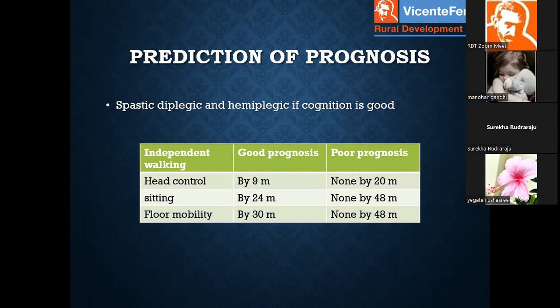But if the child didn't achieve sitting on his own by 2 years, and was having cerebral vision impairment, and also has epilepsy, then it is a poor prognosis for the child to have independent ambulation.